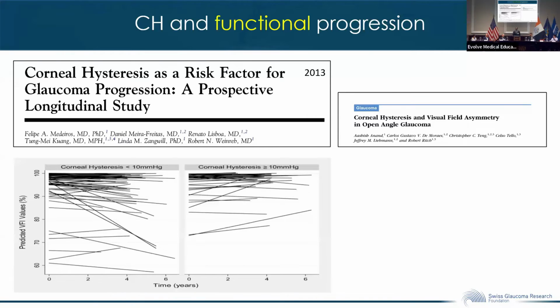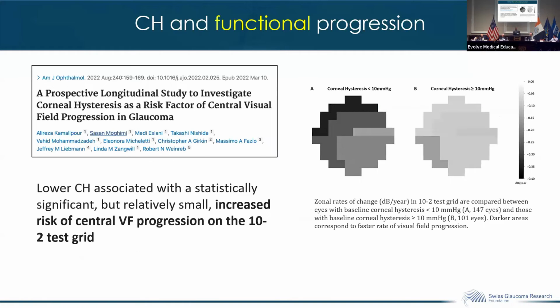progression was found in this study from UCSD, where those who had lower corneal hysteresis, below 10, had much higher rates of visual field progression, VFI progression, than those who had values above 10 millimeters of mercury. And also patients in this cross-sectional study from New York, patients who had asymmetric visual fields had worse or lower hysteresis in the worse eye.